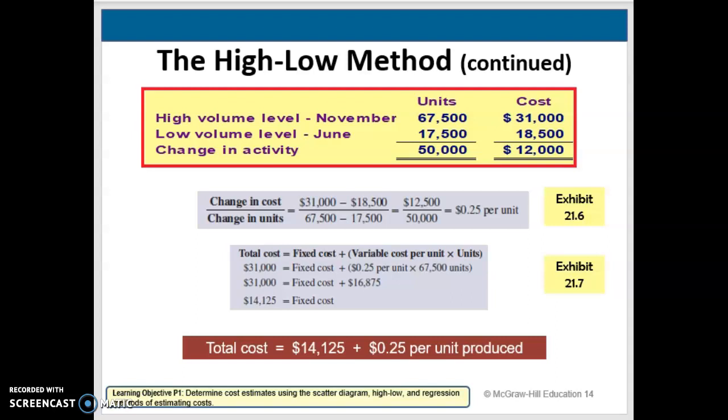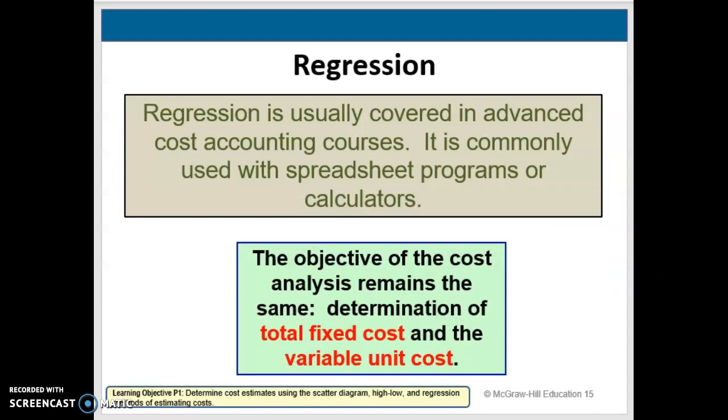Alright, let's talk about the least squares regression. It's a statistical method for identifying cost behavior. For our purposes, we're going to use the cost equation estimated from this method, but leave the computational part for a different course, which would be intermediate. We're just going to recognize there is another method and that it's a statistical calculation. The objective of this analysis is the same. We want to determine the total fixed cost and the variable unit cost. And that's as far as we're going to take that one.